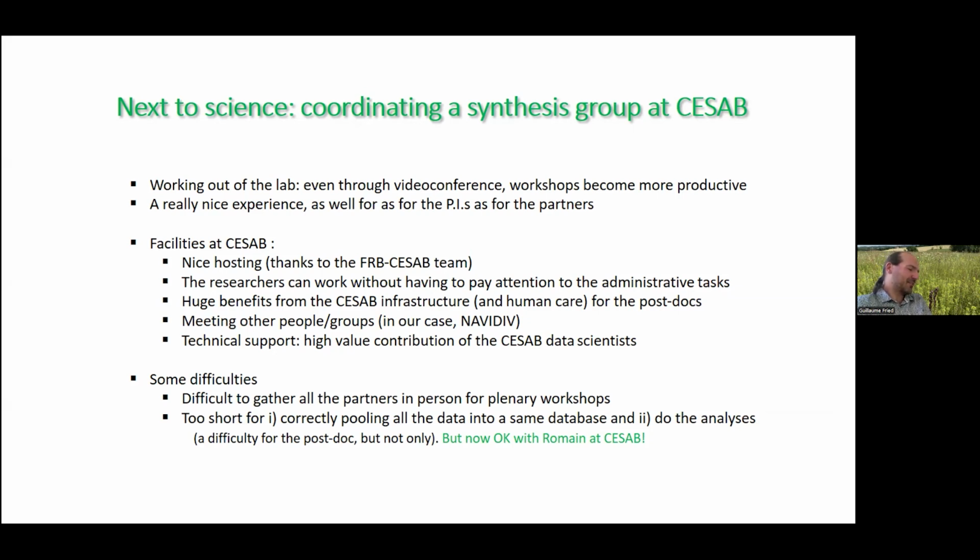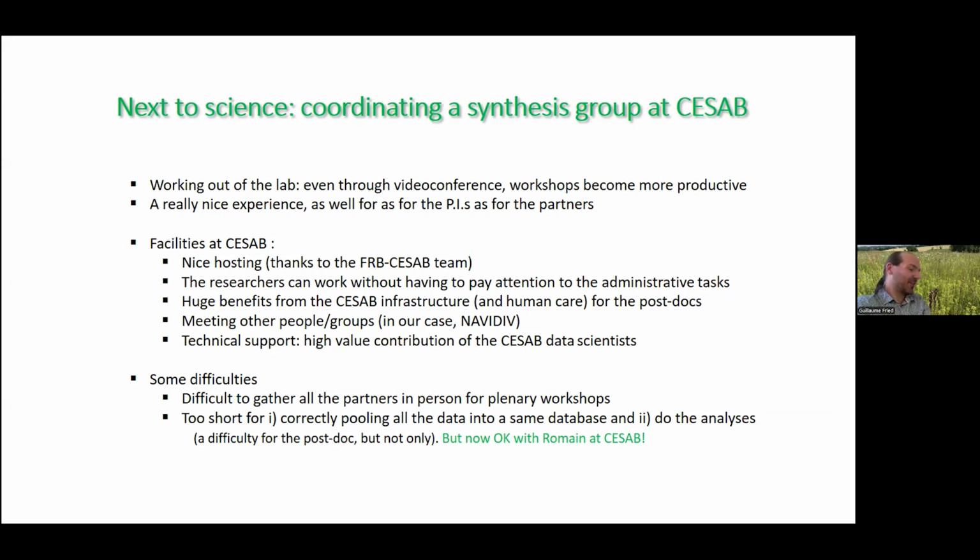Another plus has been the opportunity to meet other people and other groups, like in our case, Navidiv, which fosters collaboration and networking. And of course, we like also the technical support from CESAB, the data scientists. For example, with Nicolas Casajous, we developed an R package to solve a problem we had in analyzing the data for the first paper. So this was of very high value to our work.